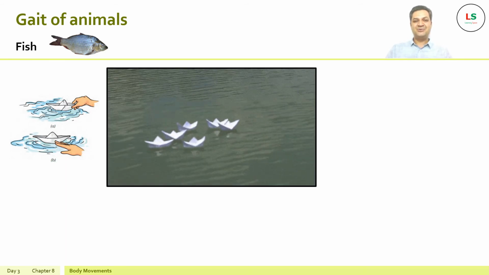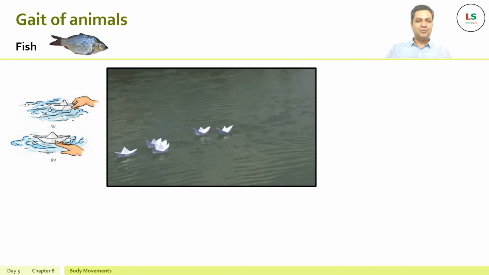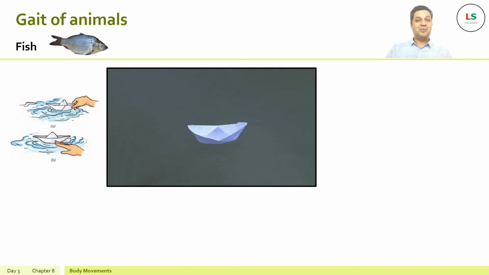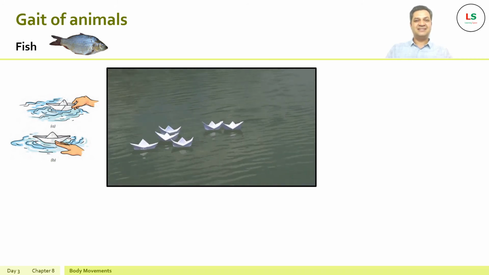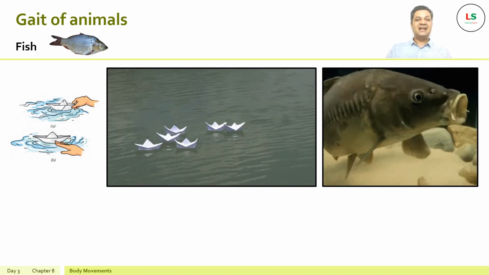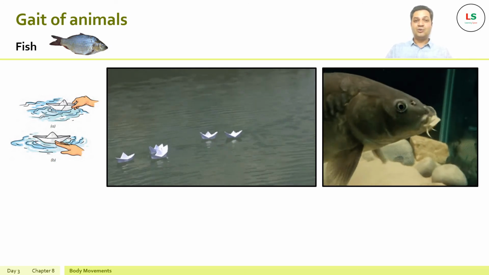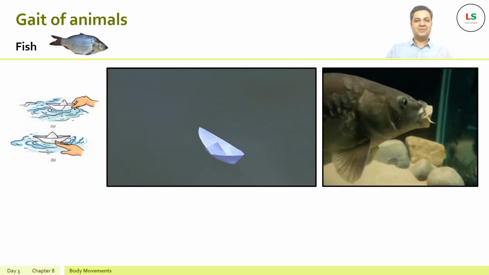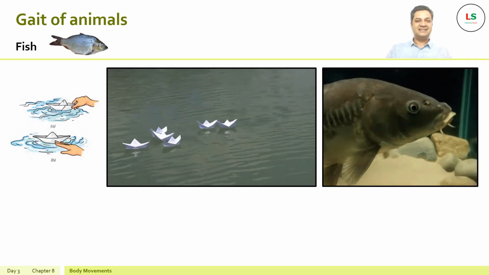You also must have made one, and if we push the boat forward with its narrow end, it moves easily. But if we try to push the boat sideways, it does not move easily. Similarly, if we notice the fish, they too have a body like a boat. The shape is such that the water can easily flow around them. This body shape is called streamlined.